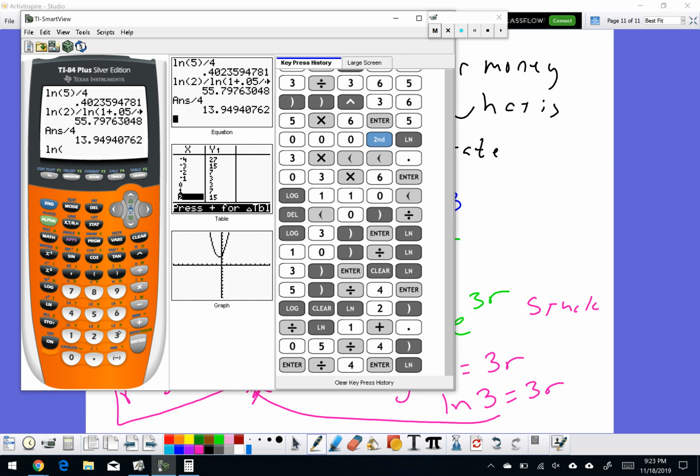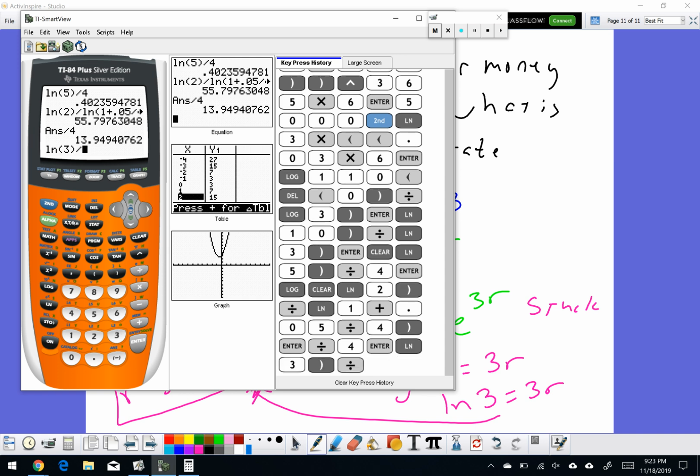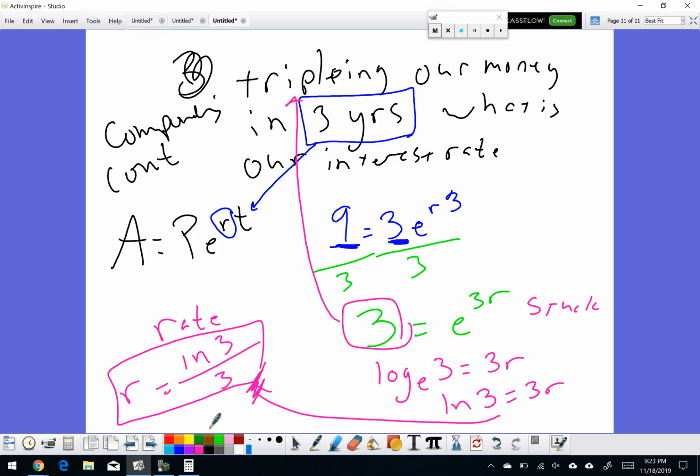So I have ln of 3 divided by 3. So that's 0.366. So you could say 36.6% would be the amount it takes us to triple our money in 3 years. Okay, that's a pretty cool idea to think about.